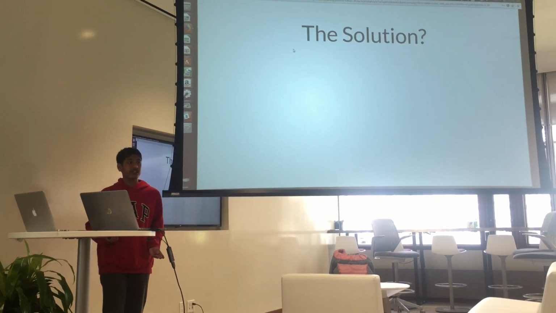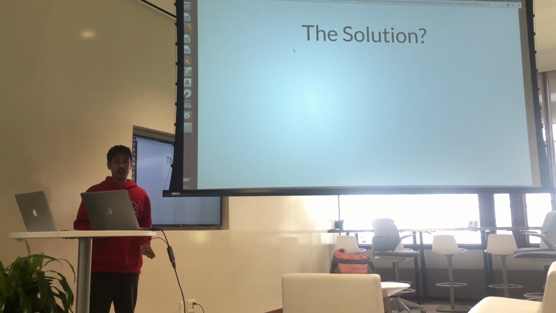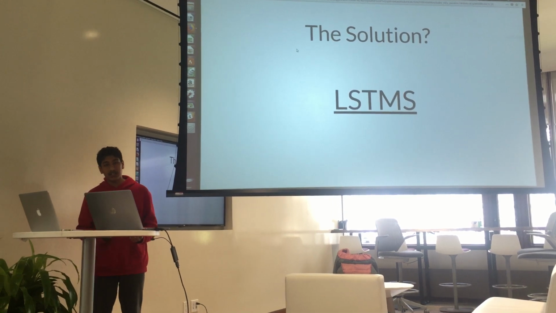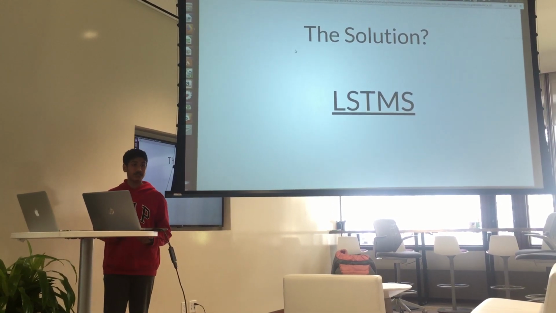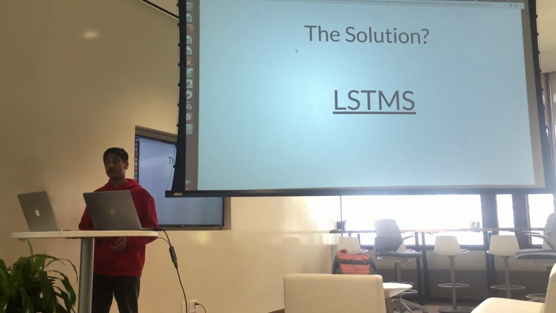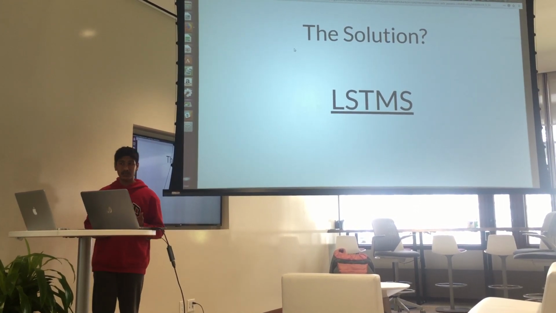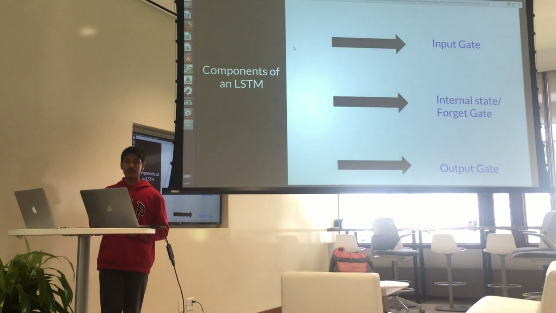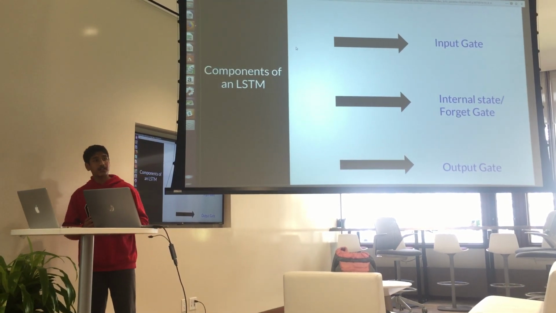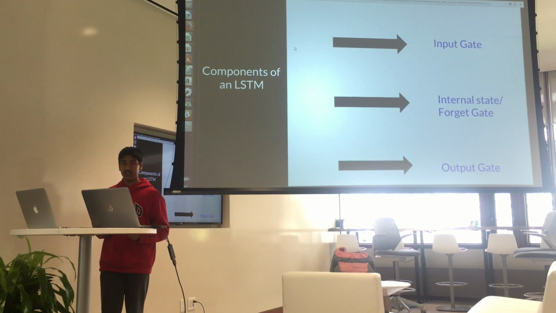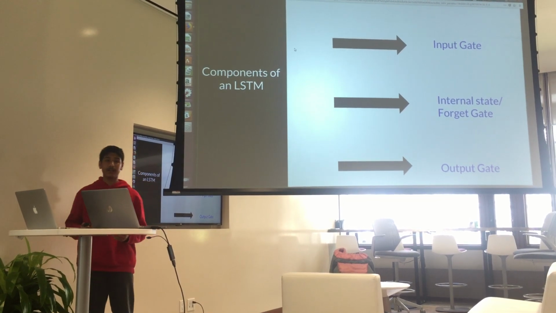So is there a solution to this? The answer I found was yes, and that solution is LSTMs, also known as long short-term memory networks. The long short-term memory network is a type of recurrent neural network that was designed to deal with the vanishing gradient problem. There are three main components: the input gate, the internal state or forget gate, and the output gate.